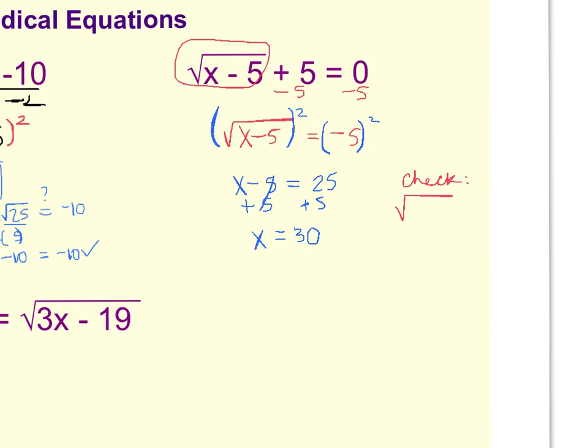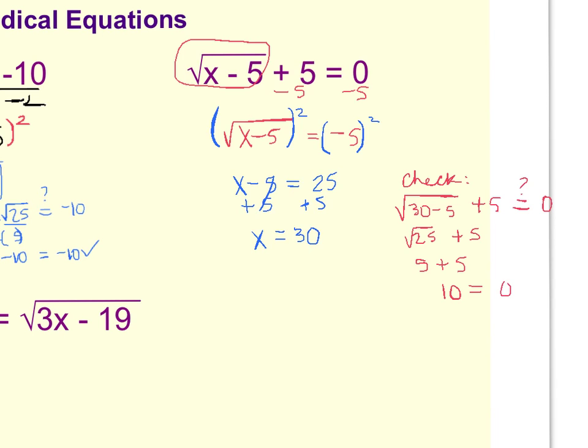So we're going to plug in a 30 for x, and then plus 5, and we want to know, will it equal a 0? So 30 minus 5 is 25, square root of 25 is 5, and then 5 plus 5 is 10, but according to our equation it should equal a 0. So here's what an example looks like where we got an answer.